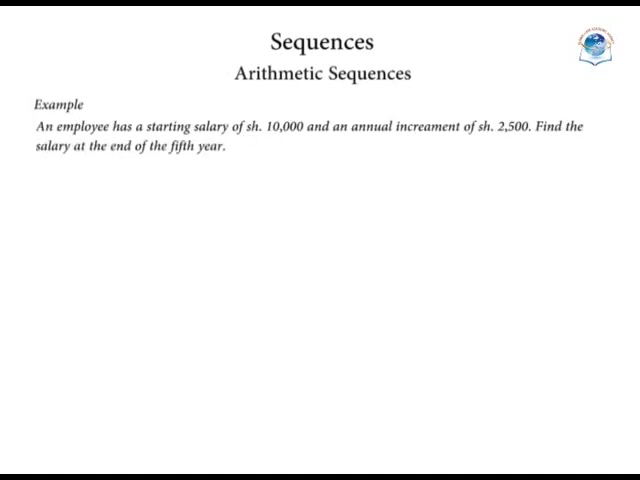Last example: an employee has a starting salary of 10,000 with an annual increment of 2,500. Find the salary at the end of the 5th year. In this case, A is the starting salary and is 10,000. D is the annual increment and it is 2,500. N is the number of years and it is 5. So we have 10,000 plus 5 minus 1 times 2,500. That gives us 10,000 plus 4 times 2,500, which is 10,000. And so the answer is 20,000.